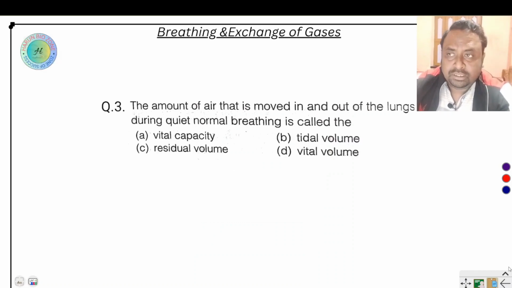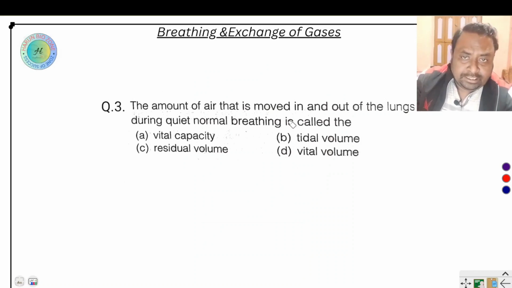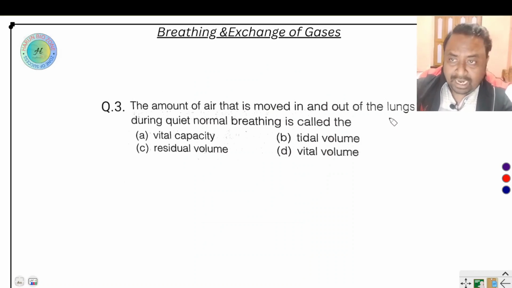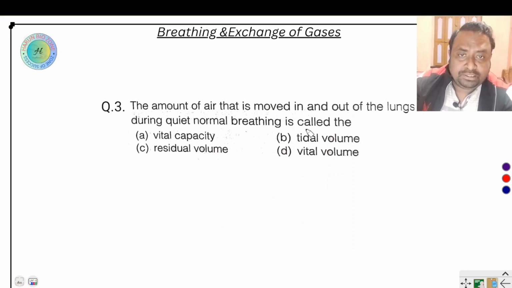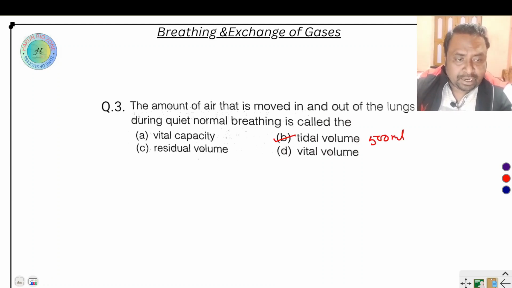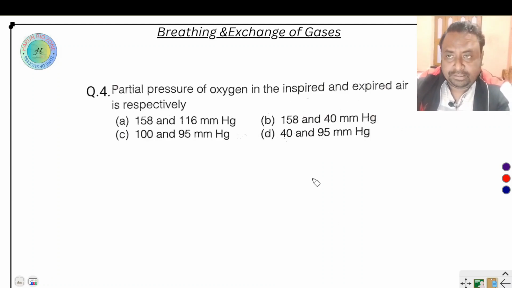Next question. The amount of air that is moved in and out of the lungs during quite normal breathing is called tidal volume. This is 500 ml per breath. We can take only 500 ml in a normal breath.